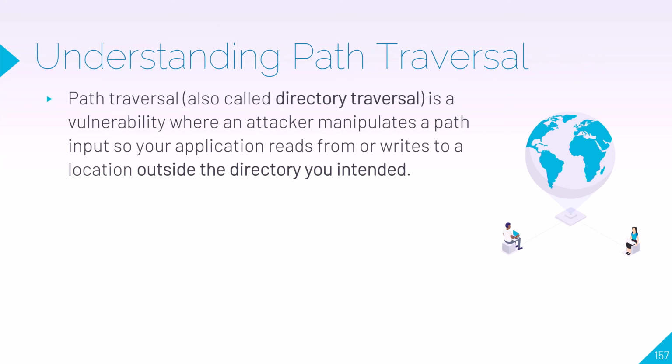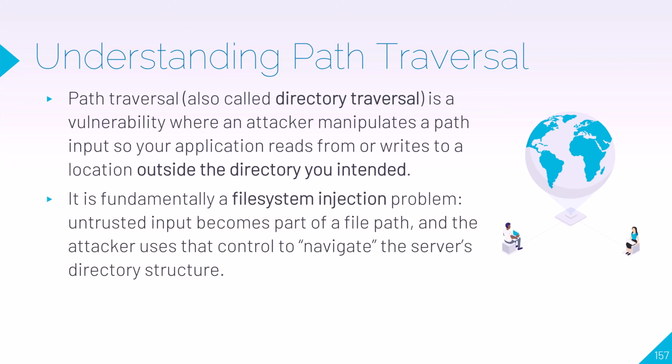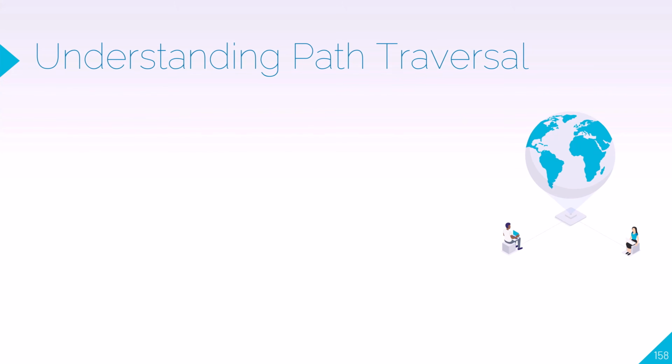The path traversal attack, also called directory traversal, is a vulnerability where an attacker manipulates a path input, so your application reads from or writes to a location outside of the intended or target directory. It is fundamentally a file system injection problem. Untrusted input becomes a part of the file path, and the attacker uses that to control or navigate the server's directory structure. So the attack pattern looks a little like this.